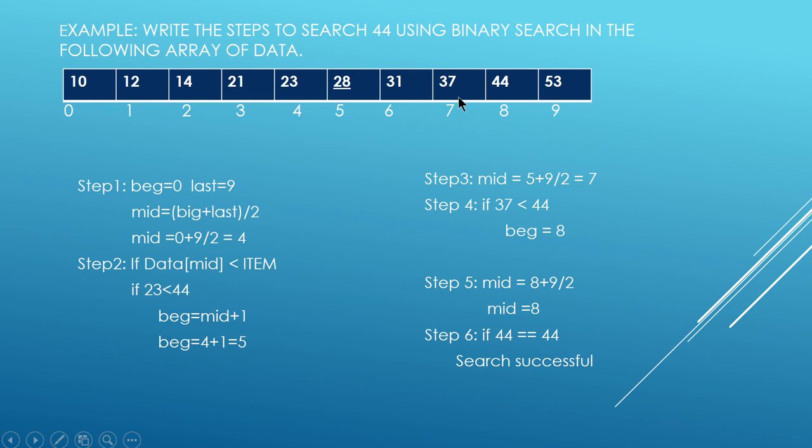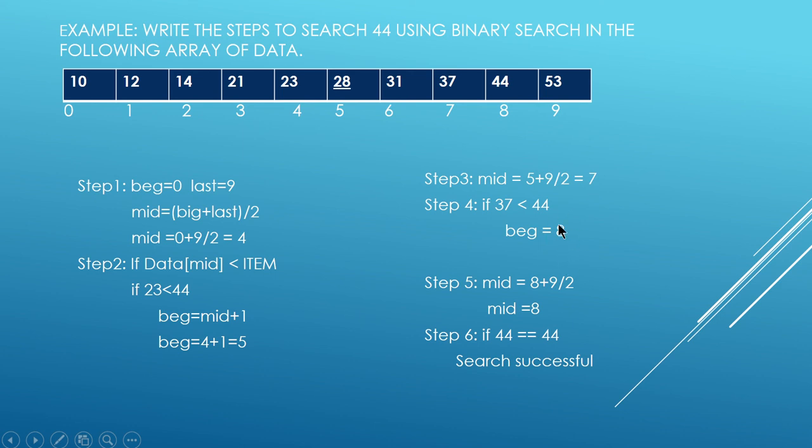It is 37. So 37 is less than 44, which means whatever element you are looking for is present in the second half of the list, that is, it is greater. So you have to do the searching from the next position onwards. So now the beginning is equal to mid plus 1. What is the mid value? 7. 7 plus 1, 8.